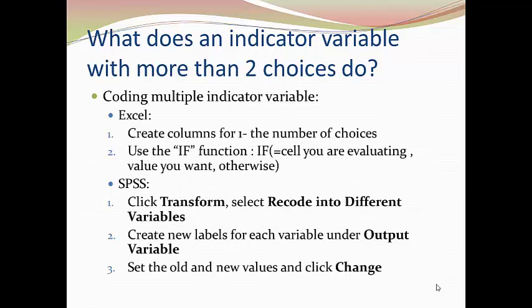So how do we do this? Coding for multiple indicator variables in Excel, you're going to use the IF function. In SPSS, you're going to go through Transform and use your Transform function to create a new variable, and you're going to recode into different variables. And you can look at the video that shows you exactly how to do that.